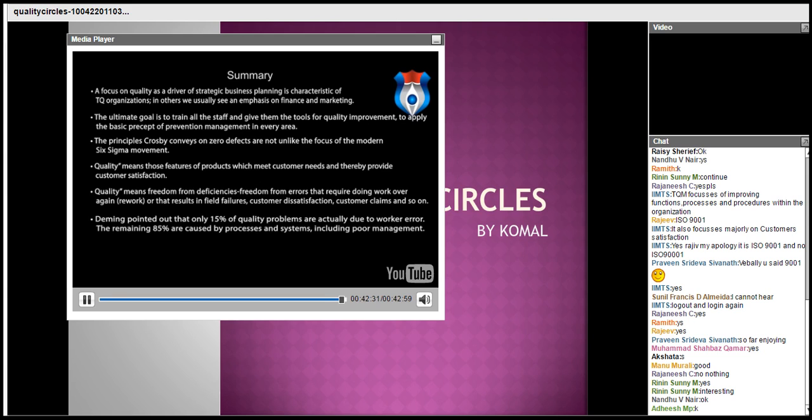Deming pointed out that only 15% of quality problems are actually due to worker error. The remaining 85% are caused by processes and systems, including poor management.